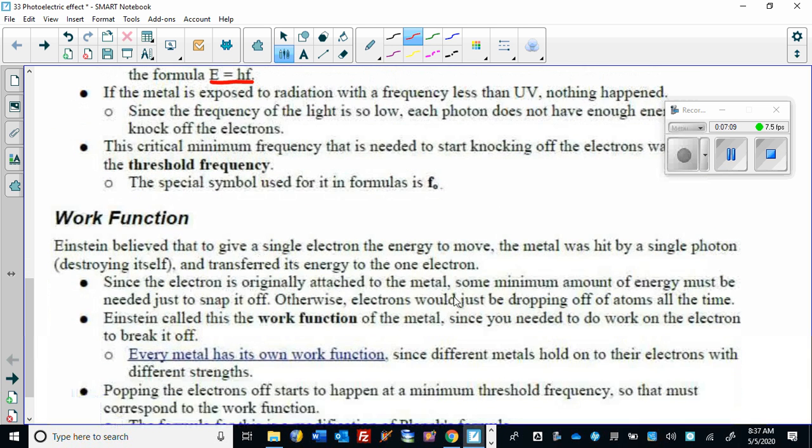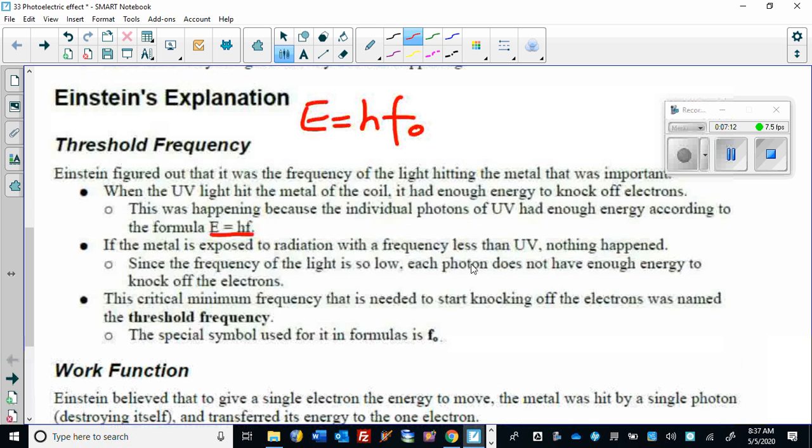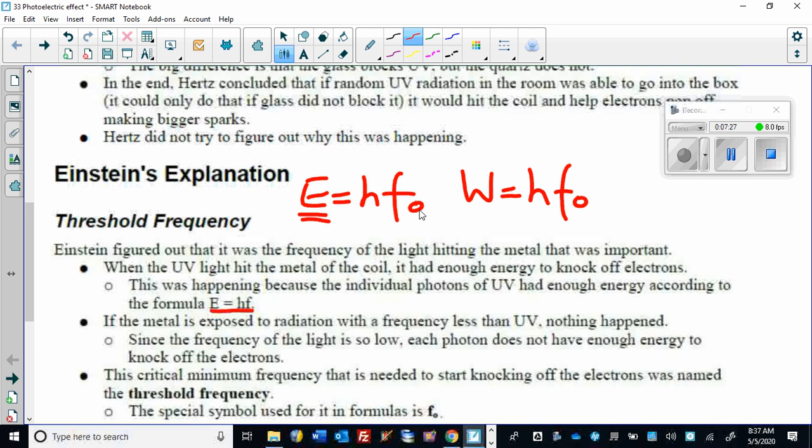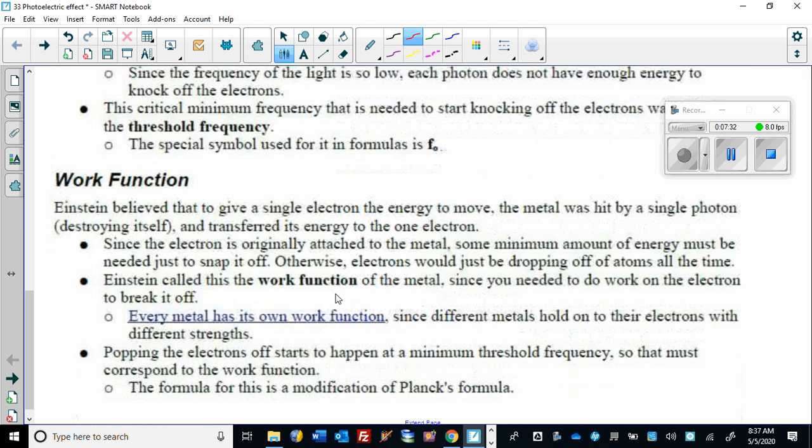The work function is basically this formula right here. It's this value here. We're just going to change it to this. The work function is the amount of energy. So if f naught is the threshold frequency, you multiply it by h and you get the work function. And the work function is the amount of energy that you need to knock electrons off the surface. And as it says in your notes, every metal has its own work function, since different metals hold on to their electrons with different strengths. And we demonstrated that with two different metals on the PhET demonstration.